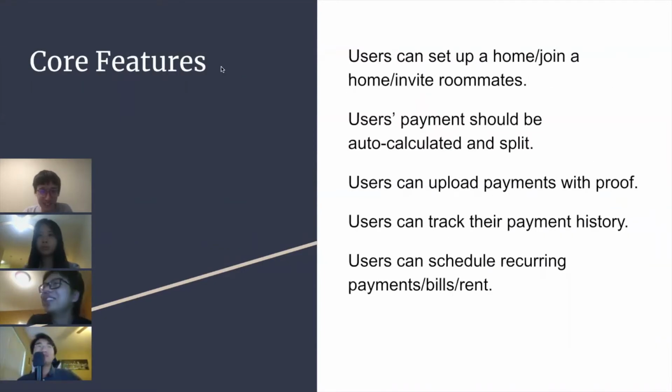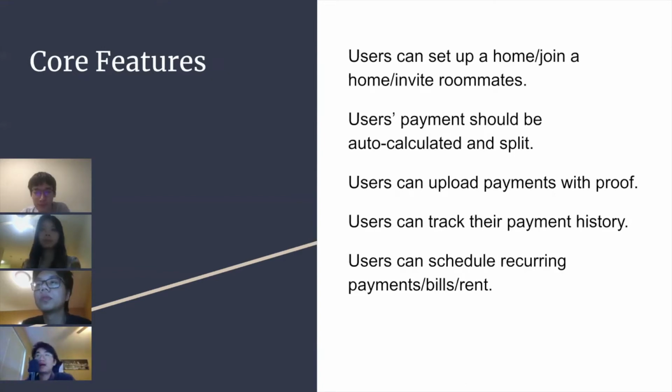I'm going to talk about the core features. The first is that users can set up a home, join a home, invite roommates, and manage the home and its roommates. The second one is that users' payments are automatically calculated and split. For this part, we only need users to input the total amount and how they want to share this bill, equally or in some specific ratio, and the application will calculate it for them.